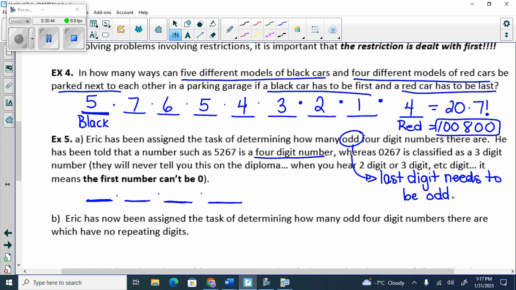Okay, if it says 4 digits, it says on here there's more information. They will never do this on a test, but he's been told that the number 5267 is a 4-digit number, whereas 0267 is classified as a 3-digit. They're not going to be that nice. They're going to say 4-digit number. 4-digit number means the first digit can't be a what? 0. If the first digit is a 0, it's actually a hidden 3-digit number. If you don't believe me, I will pay you in a 4-digit number. I will pay you 0672. You'd be like, that is 3 digits, and try again. Well, you would not accept that because that is not a 4-digit number. That is a hidden 3-digit number. We agree? So if it says something like a 4-digit number, they're indirectly telling you the first digit can't be 0.